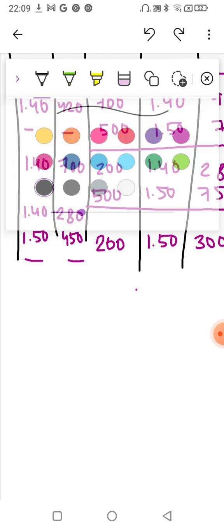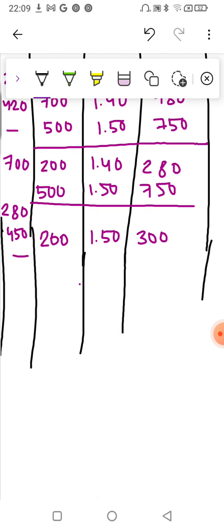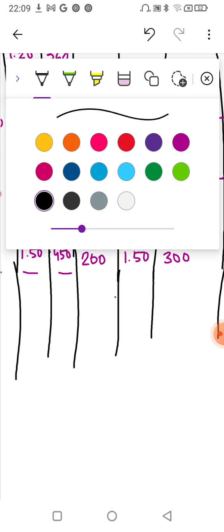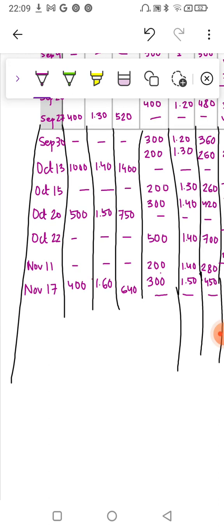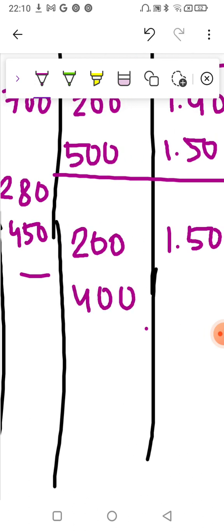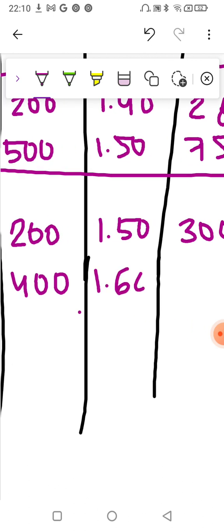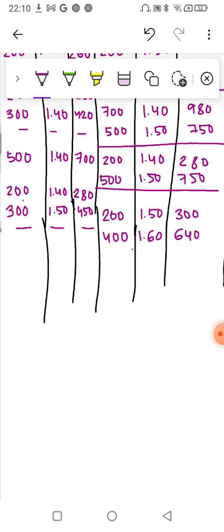We have to extend the format a bit. Now we are going to write the final thing. We will record these 400 units of the 1.60 category finally. So 400 at 1.60 per unit. If you multiply both, we're going to get 640. So therefore, this is done.